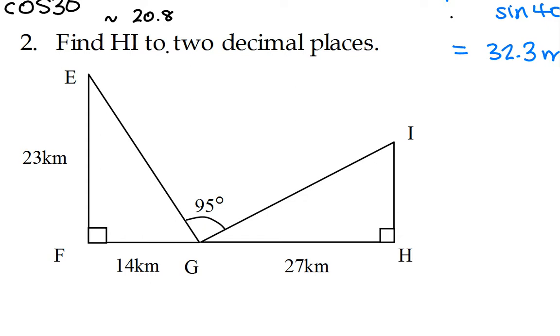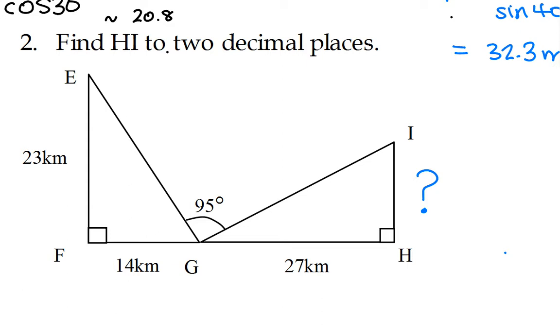Find HI to 2 decimal places. So HI is over here. In order to get over there, how do we get over to this right side? We're going to first have to work over here, right? If you look at the right side, see how they give you this side length 27? So what do you need to find another side?